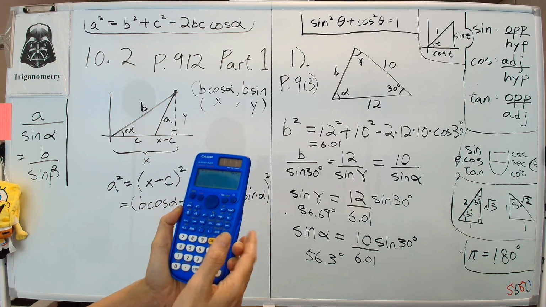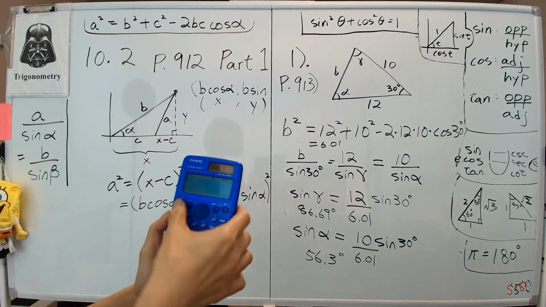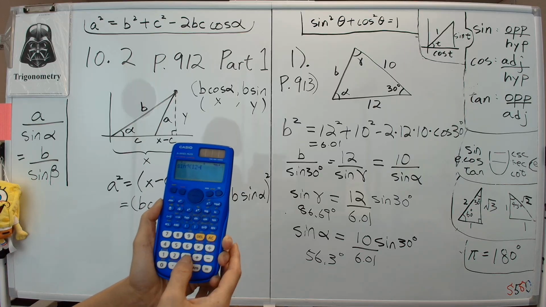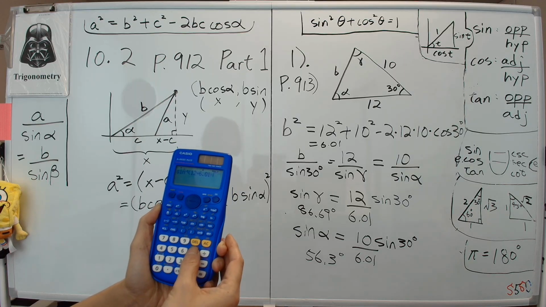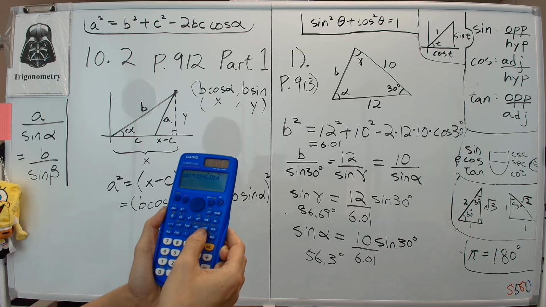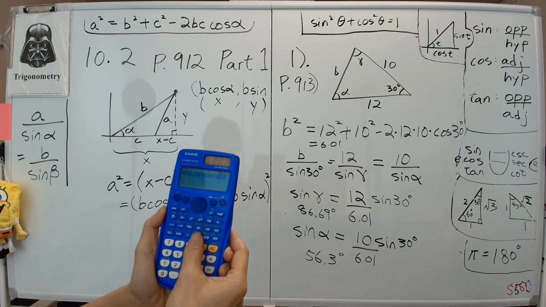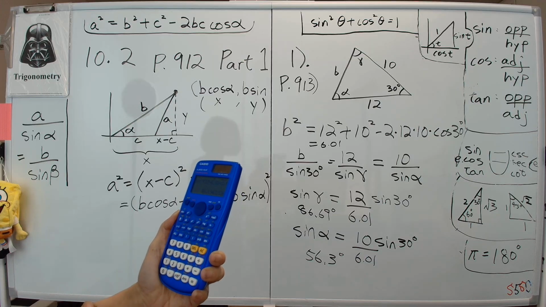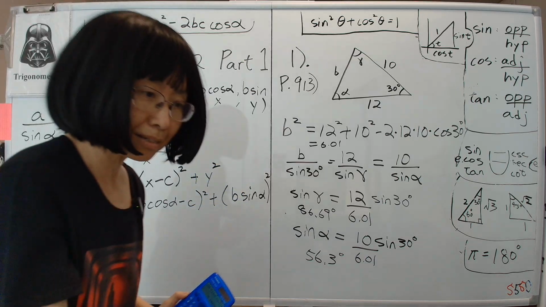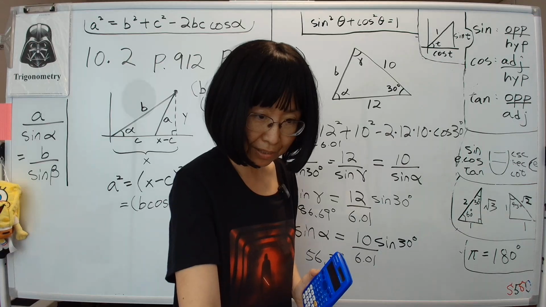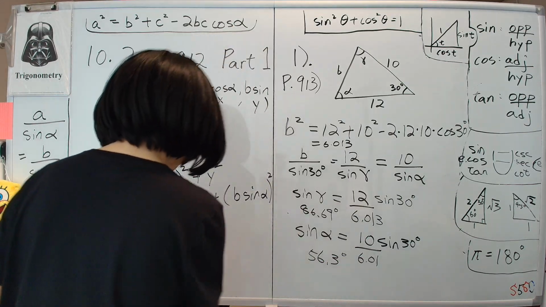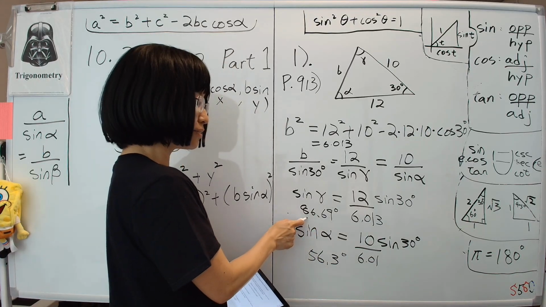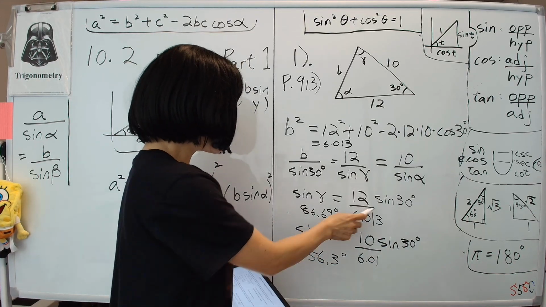So let's figure out where I'm wrong. Try again: inverse sine of 12 divided by 6.01 times sine of 30. It still says 86 degrees. Let me think about this. Maybe I'm missing something. All right, I figured out what the problem is. This is correct: sine of 86.69 degrees is this value.